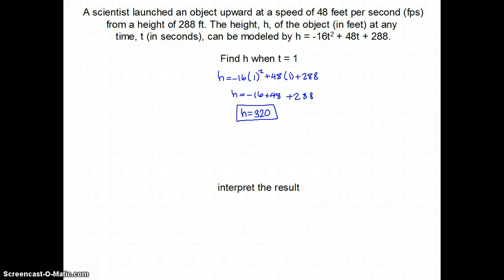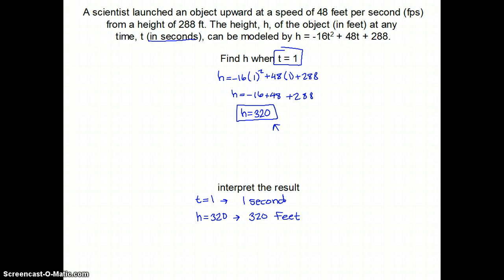We're now going to interpret the result. To interpret, look at what we started with. We started with t equaling 1. T equals 1 means the time in seconds is 1. So we have 1 second. After 1 second, we obtained an h of 320. With h being 320, this means that our object reached a height of 320 feet.